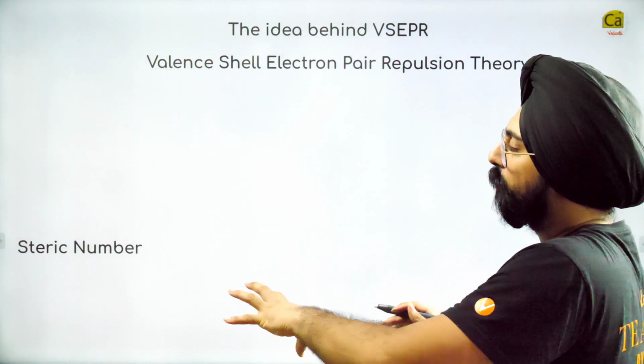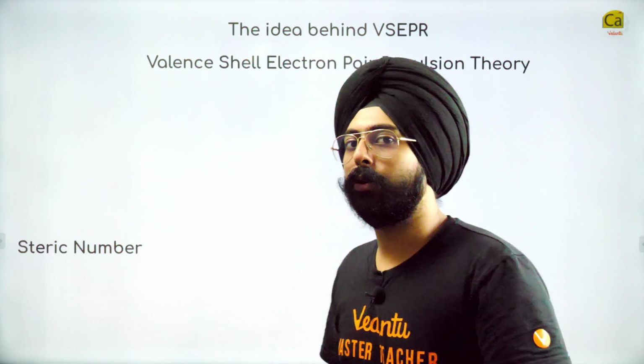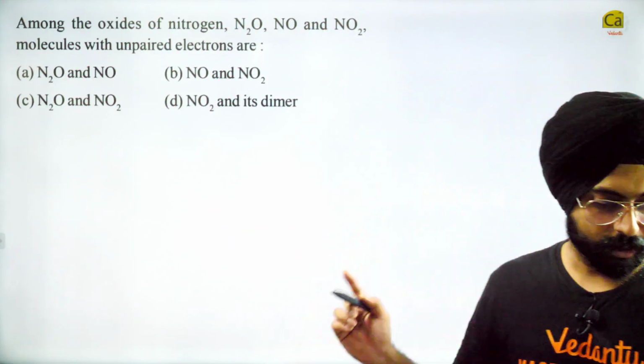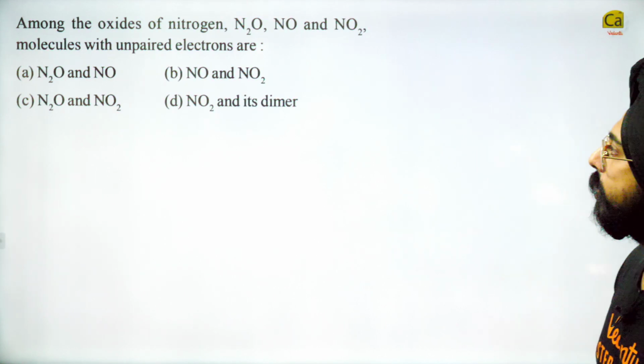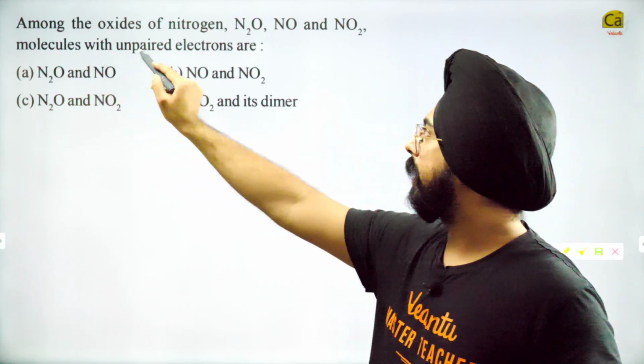So now before applying this theory to figure out what shape of molecules we can have, I want to solve for you the homework question that we had taken in the previous class. So this is the homework question, people. I hope you remember I had given you this question as a homework. Hai na ji? So what does it say? Among the oxides of nitrogen, N2O, NO and NO2, the molecules with unpaired electrons are.